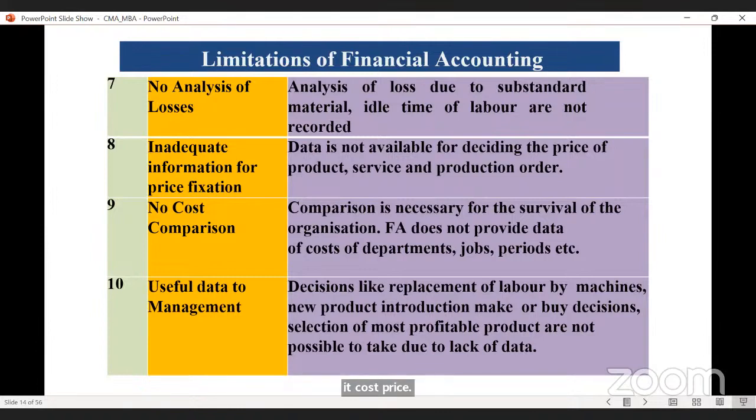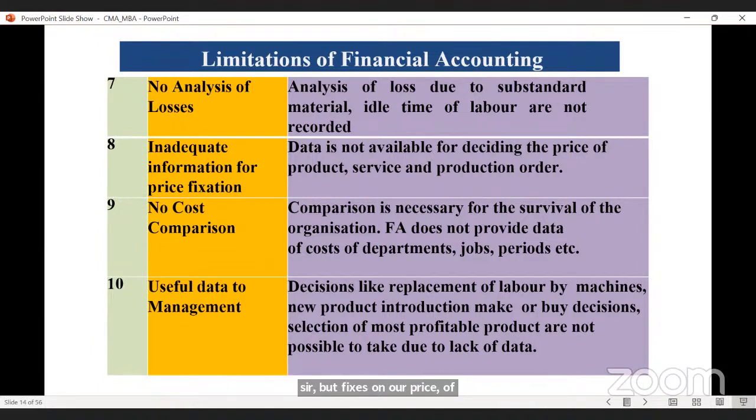Whenever you are producing your pen, if your cost of production of a particular pen is 10 rupees, then you can say that I need some margin of 2 to 5 rupees. On the basis of that, you can say that my sales price is 15 rupees. So without knowing the cost price, if you are fixing the sales price, you are unable to know whether you are incurring loss or making profit. So financial accounting does not provide information for fixation of price of a product.